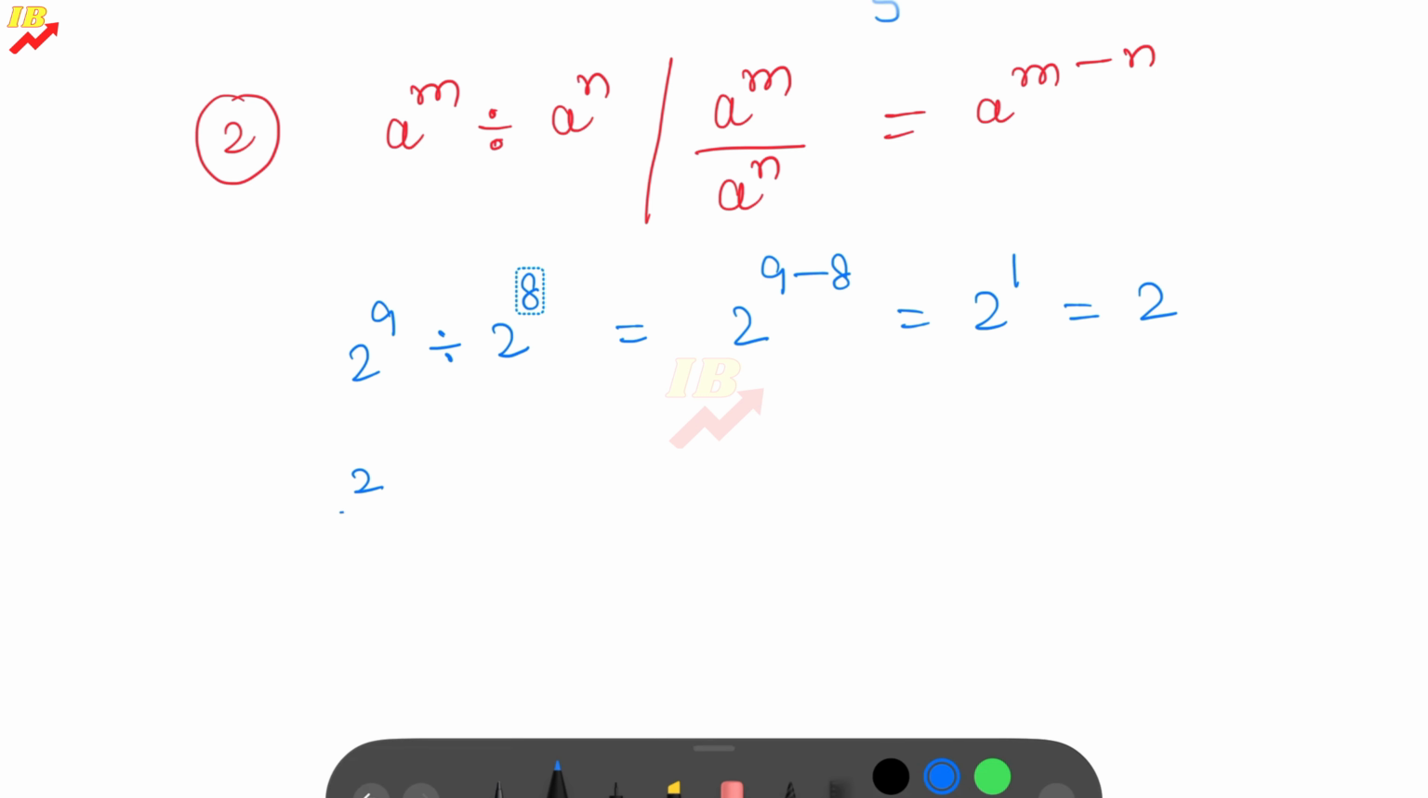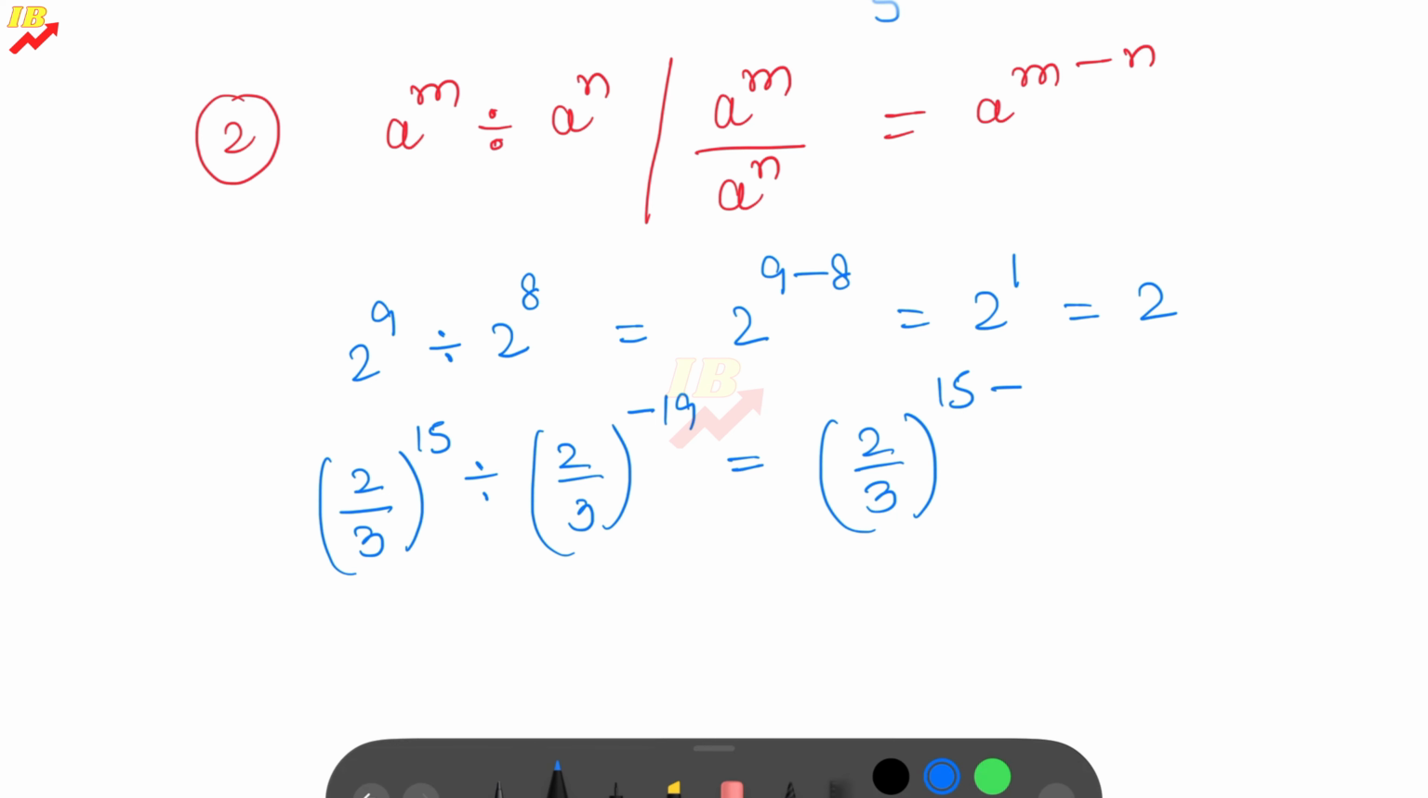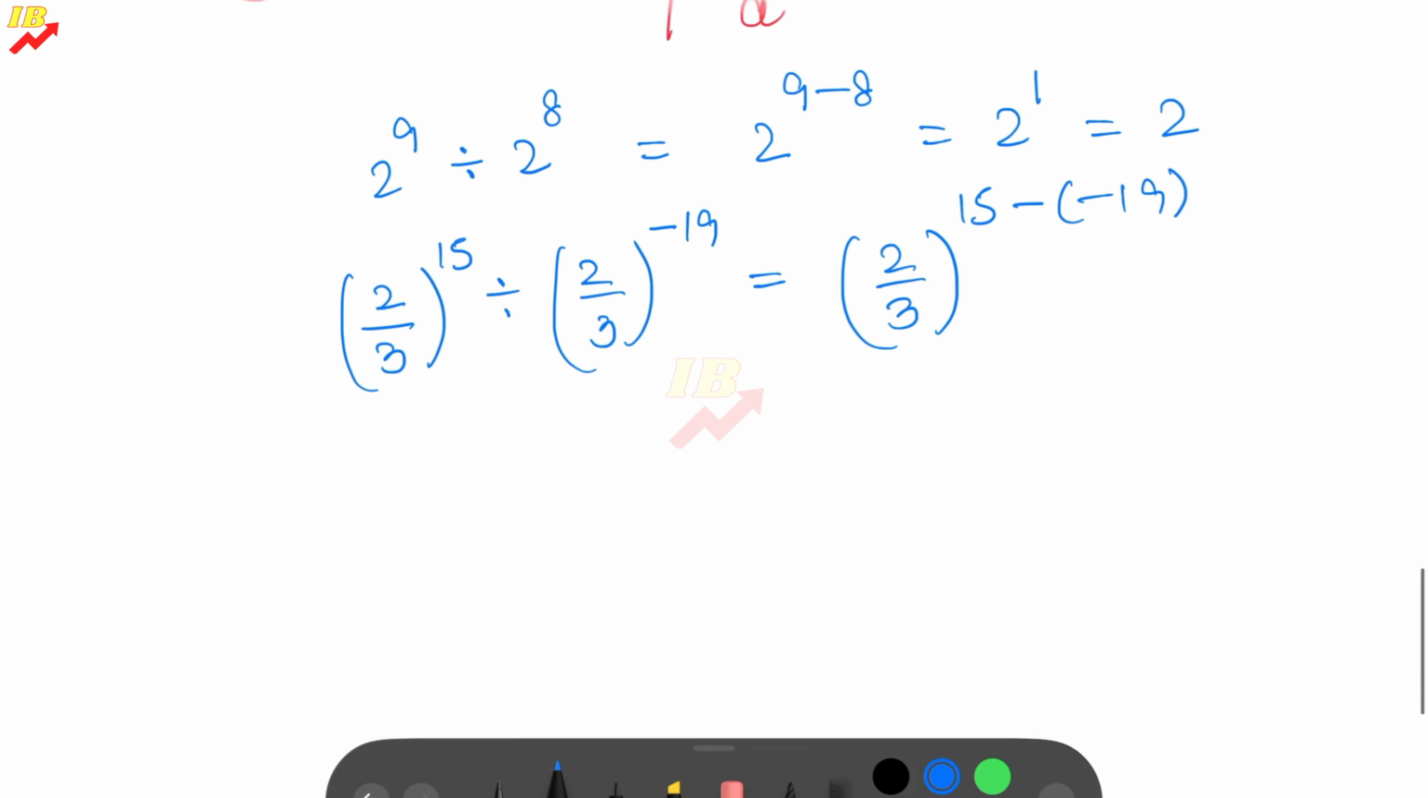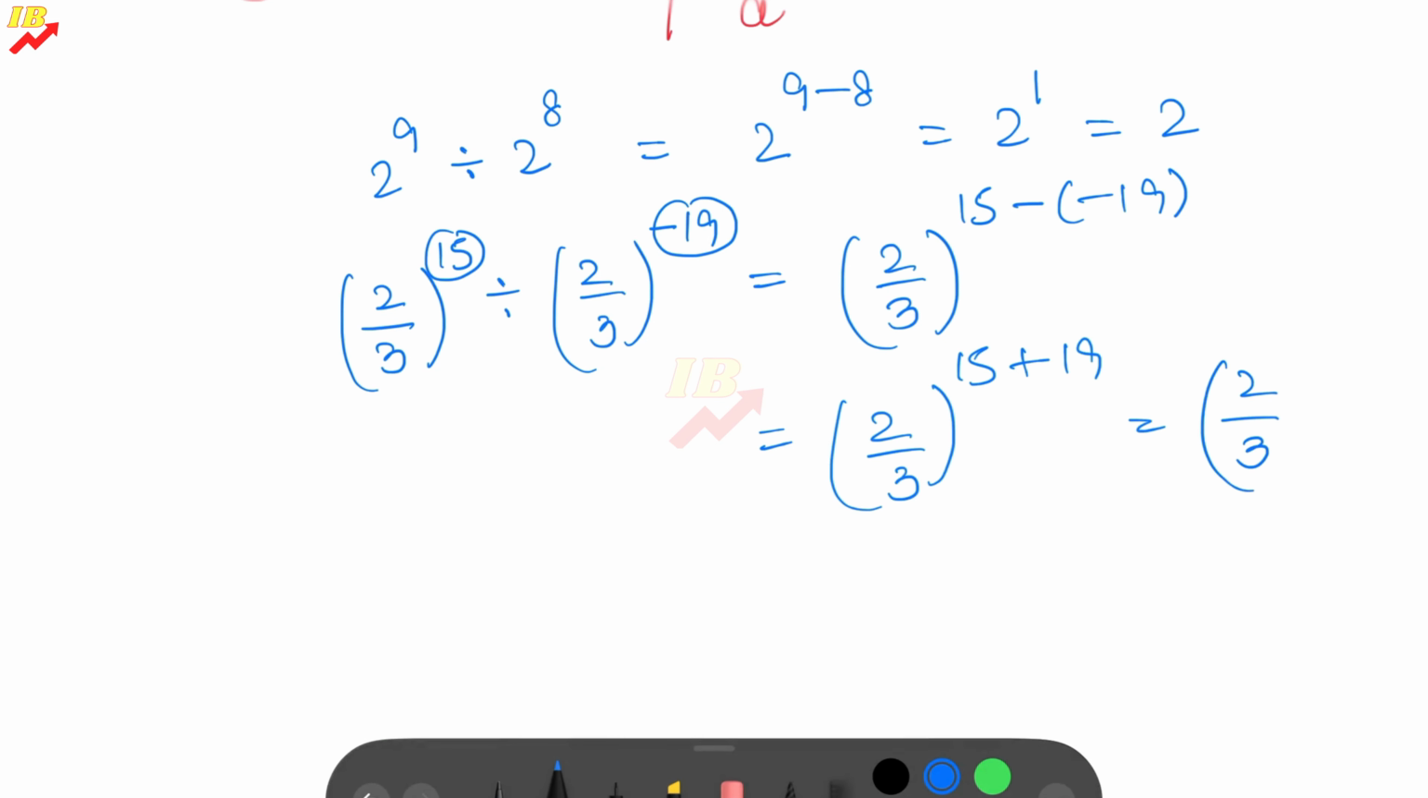If I'm writing 2 over 3 to the power 15 divided by 2 over 3 to the power negative 19. Okay, then we are going to solve it. So it's 2 over 3 to the power 15 minus negative 19, because here the indices are 15 and negative 19. So basically 15 and negative 19 are not going to change their sign, but I am introducing one more extra minus sign because of the law. So that means my answer is going to be 2 over 3 to the power 15 plus 19, which is 34. So that's your answer here.